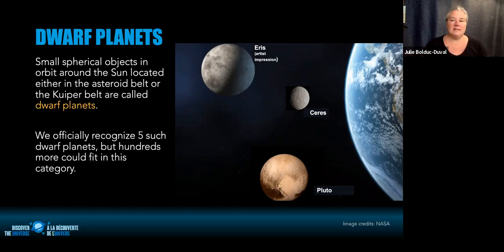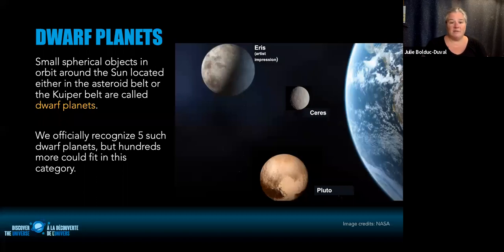Basically, dwarf planets are a new category, and it includes spherical objects in orbit around the sun, but which are located either in the asteroid belt or the Kuiper belt. And the Kuiper belt, I'll come back to it, I have another slide about it, but basically it's like a second asteroid belt very far in the solar system. So if it's not alone in its orbit, like Jupiter has many moons, but it's the dominant object in its orbit, then it's called, if it's part of a belt, basically, it's called a dwarf planet.